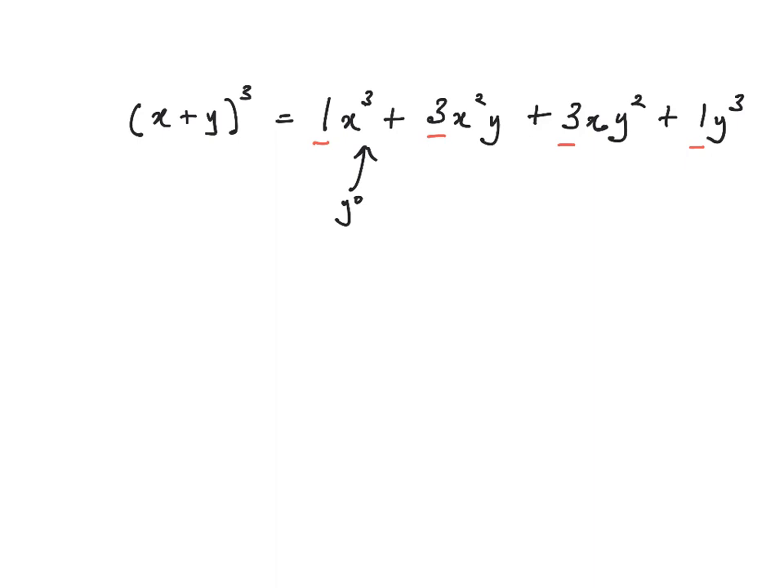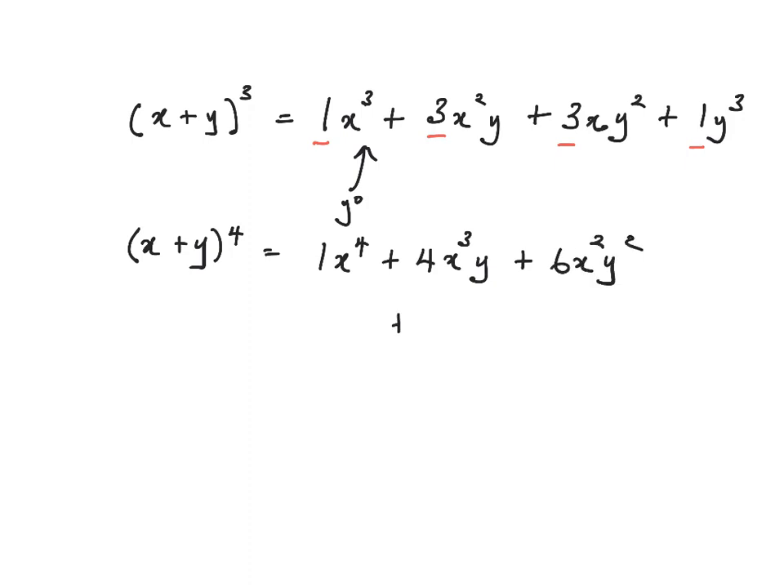I'm going to do one last one, (x + y)^4. So that's 1x to the power of 4, 4x to the power of 3, increase the power of y by 1, so that'll be y to the 1, and then it's 6x squared y squared plus 4, reduce the power of x by 1, increase the power of y by 1, and then finally 1y to the power of 4. Again, here are the binomial coefficients.